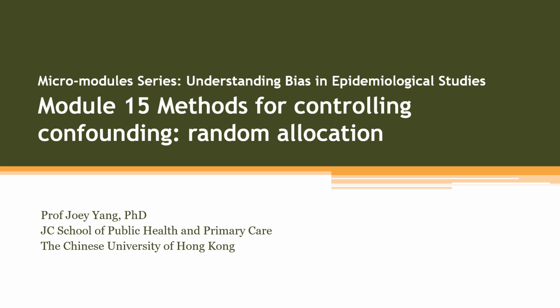Welcome back to the micromodule series, Understanding Bias in Epidemiological Studies. In this module, we will be focusing on the last method for controlling confounding, which is random allocation.